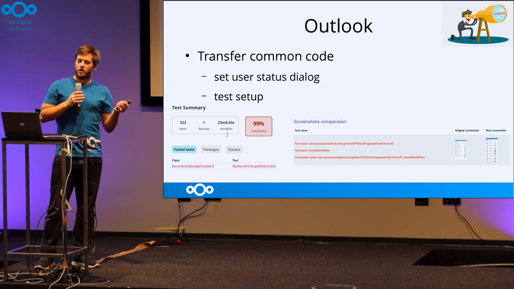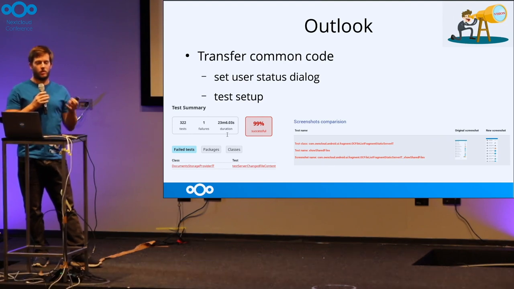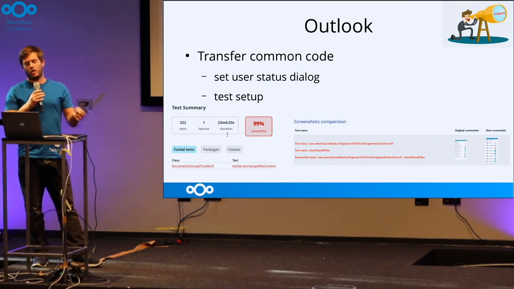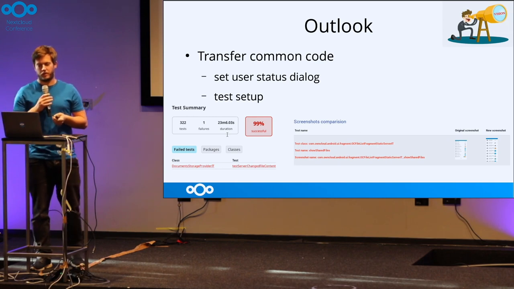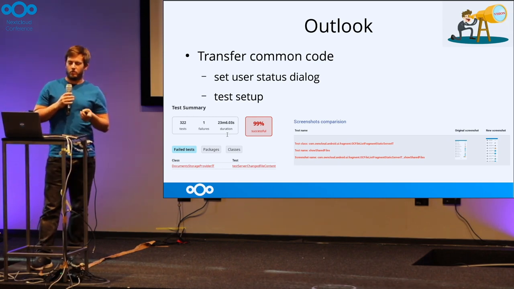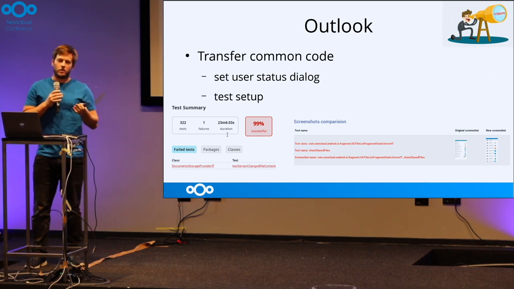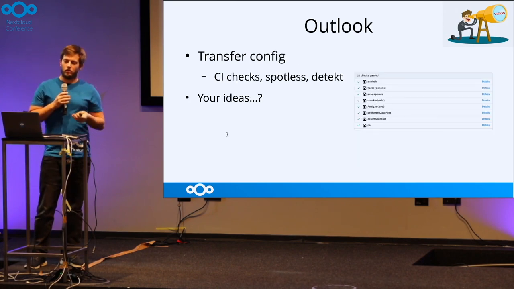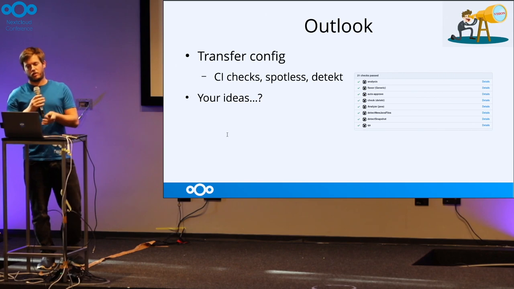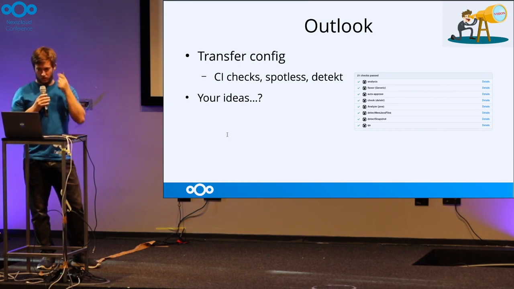And we now want to extract even more code into our Common repository, like the user status dialog, which is currently just a duplication from Android Files, where I implemented it, to Android Talk, and this is just not good because we have to change all the things twice. Similar for our test setup where we have many different tests like unit tests, end-to-end tests, and also screenshot testing. There's just a common test setup and we want to extract this to our repository. And on the config side, we want to create even more CI checks, extract Spotless and detekt stuff, so that, again, we only have to maintain one common CI and config.